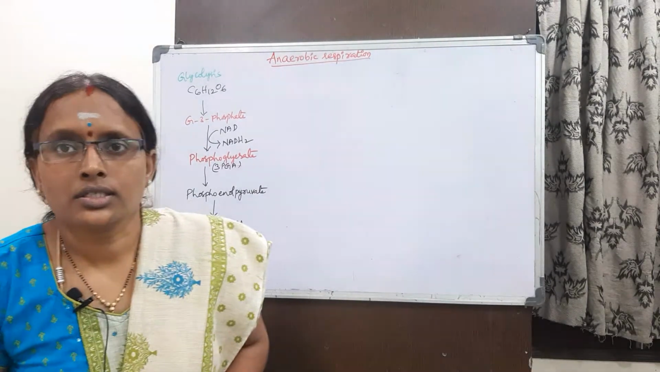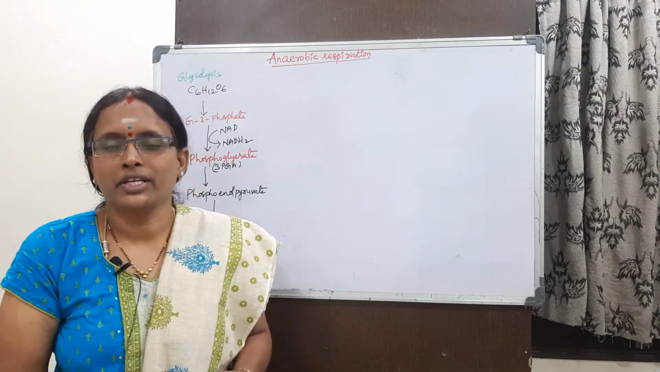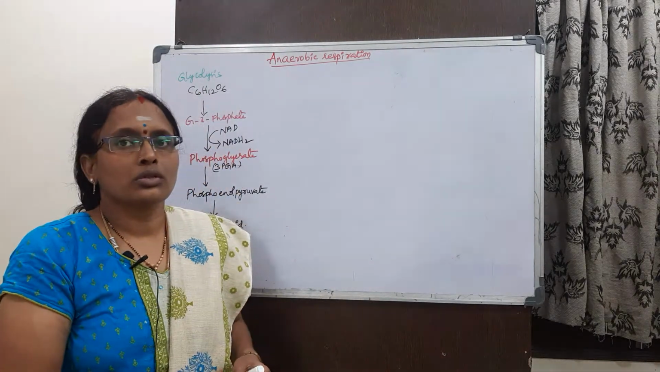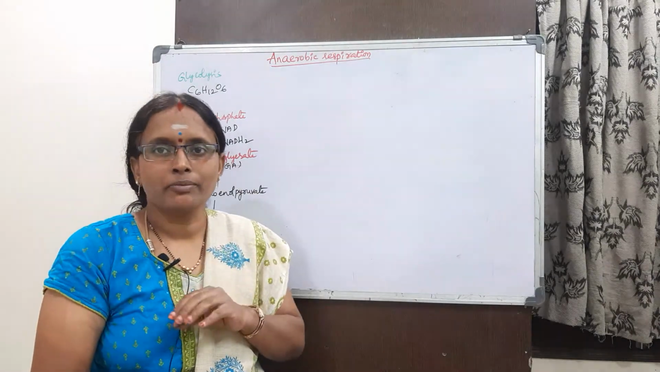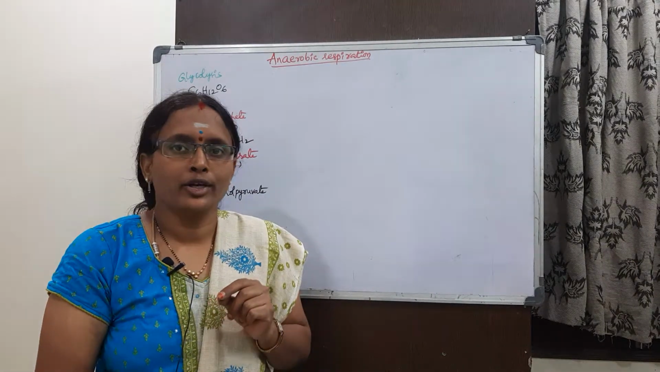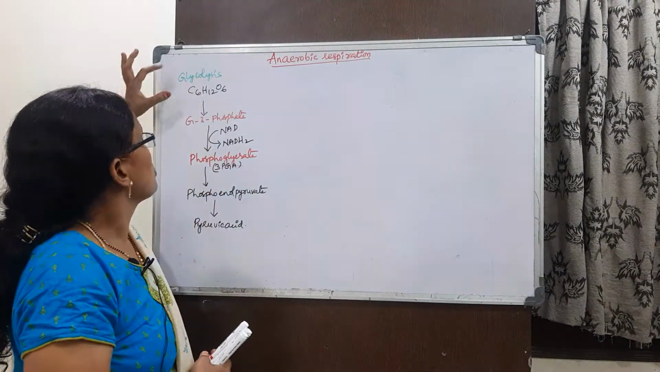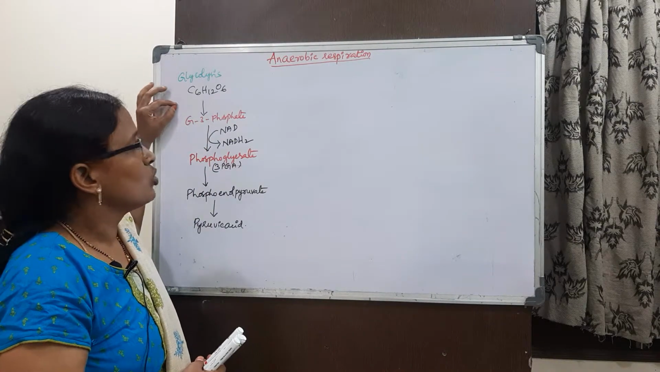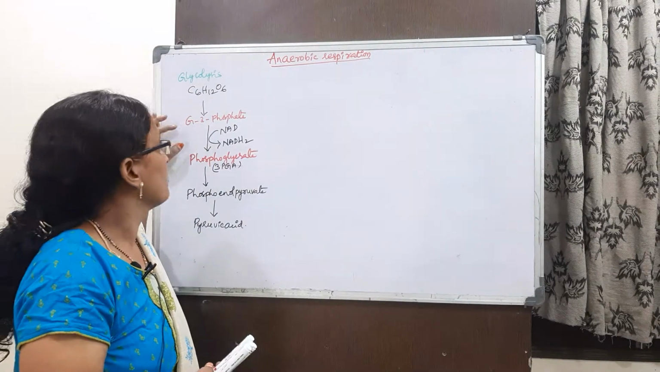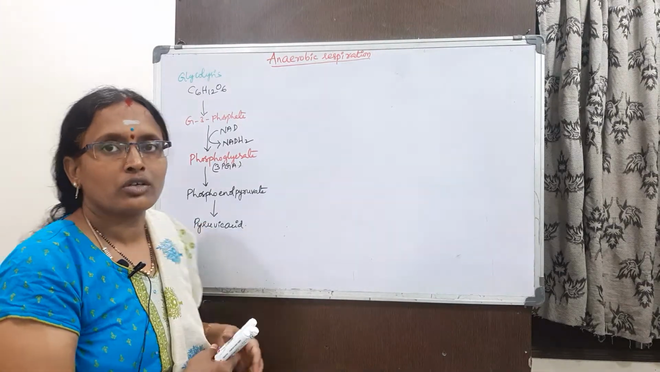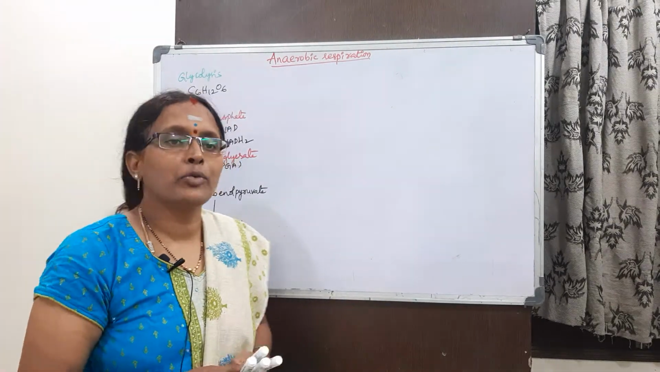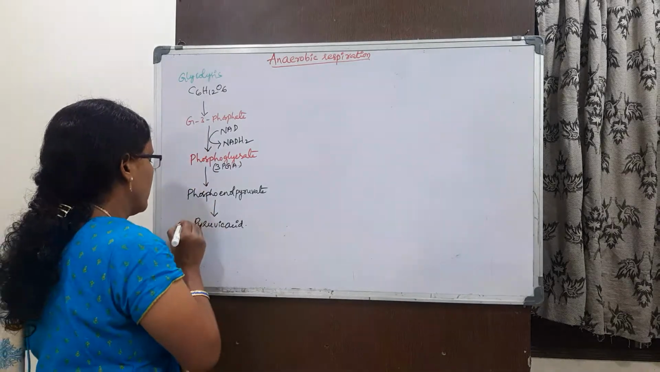So next is aerobic respiration. Before that, we know that glycolysis is the common step for aerobic and anaerobic respiration. So in glycolysis, what happens? Glucose is transformed into glucose 6-phosphate, phosphoglycerate, and phosphoenolpyruvate. The end product of glycolysis is 2 molecules of pyruvic acid.